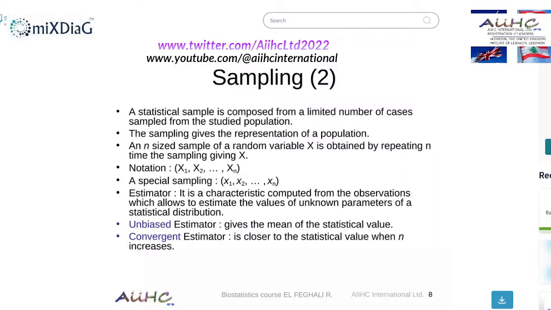And the parameters, which allow us to estimate the values of unknown parameters of a statistical distribution. So here we don't know, in fact, the parameters of the statistical distribution. Statistical distribution means, in fact, how many cops will commit crimes against the citizens. So we cannot know. The values are unknown, so we try to estimate them based on the study.